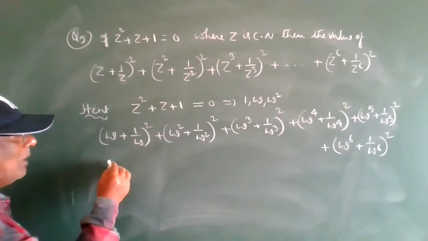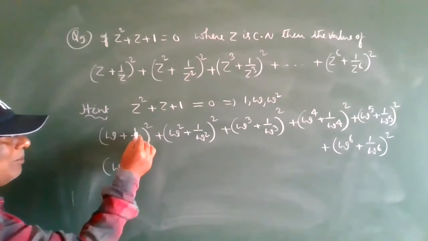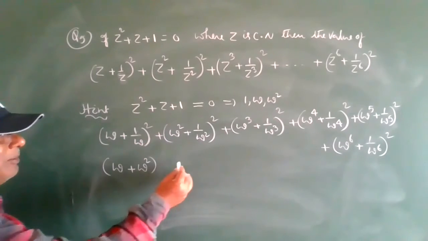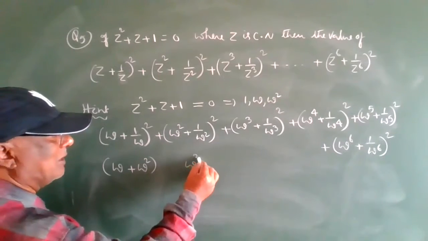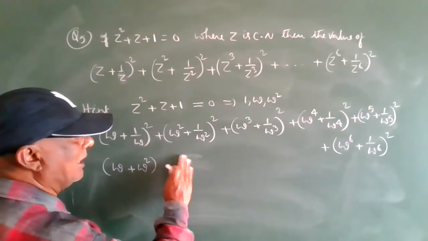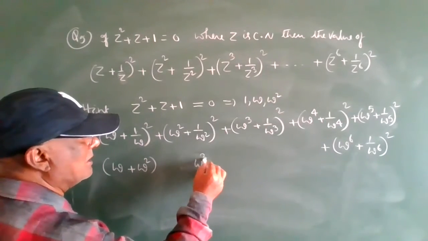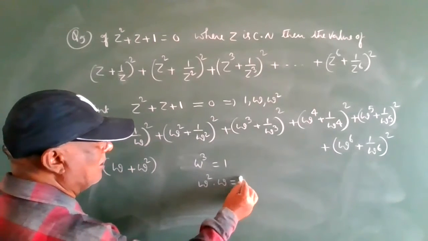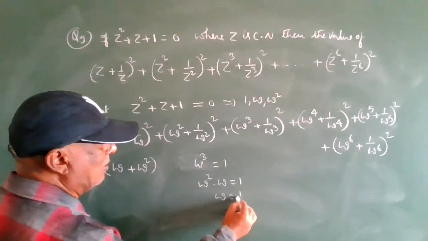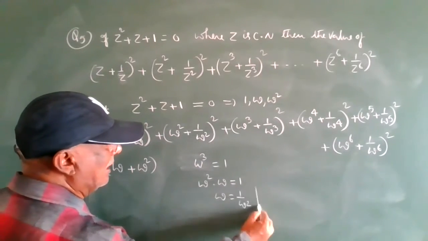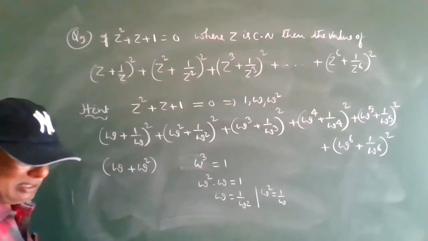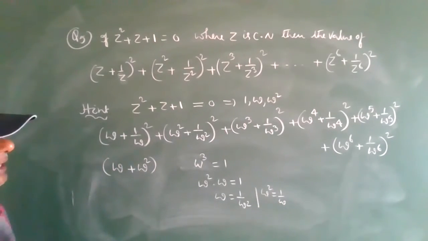The reciprocal of omega, 1 by omega, is omega square. How? Omega cube is equal to 1, so omega square into omega is equal to 1. Omega is equal to 1 by omega square, and omega square is equal to 1 by omega. By using this property, I will write.